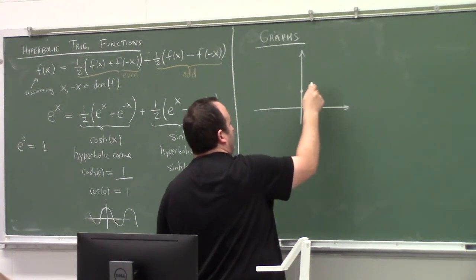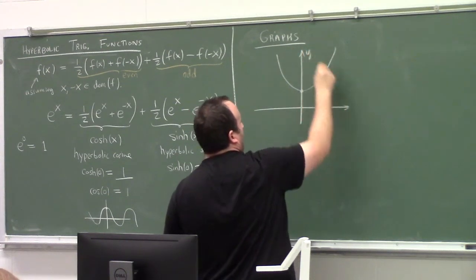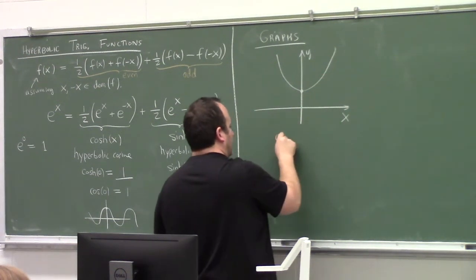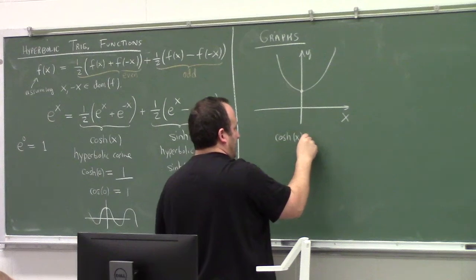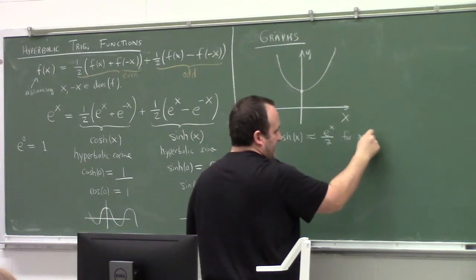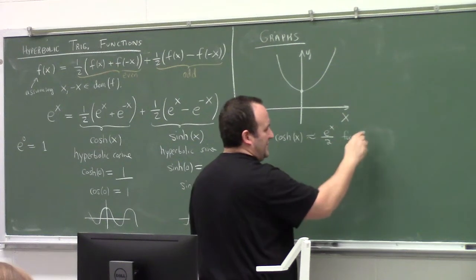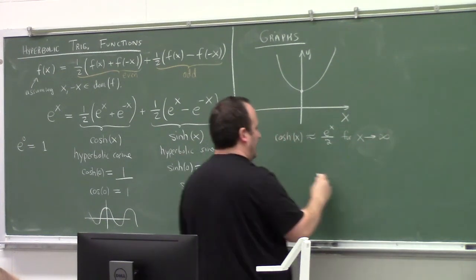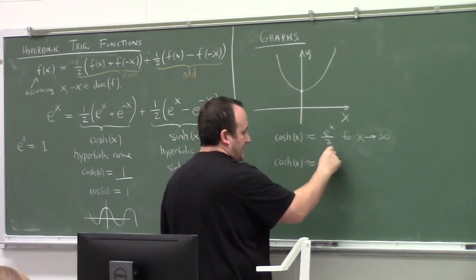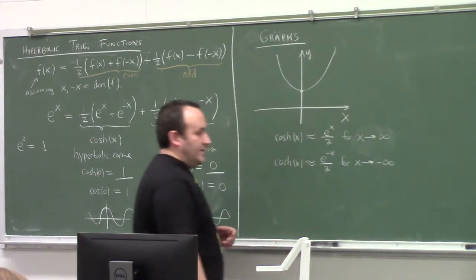So cosh of 0 is 1. And it does like this, basically. So let me put it this way. If we think about cosh of x, it is approximately e to the x over 2 for x going to infinity, whereas cosh of x is approximately e to the minus x over 2 for x going to minus infinity, right?